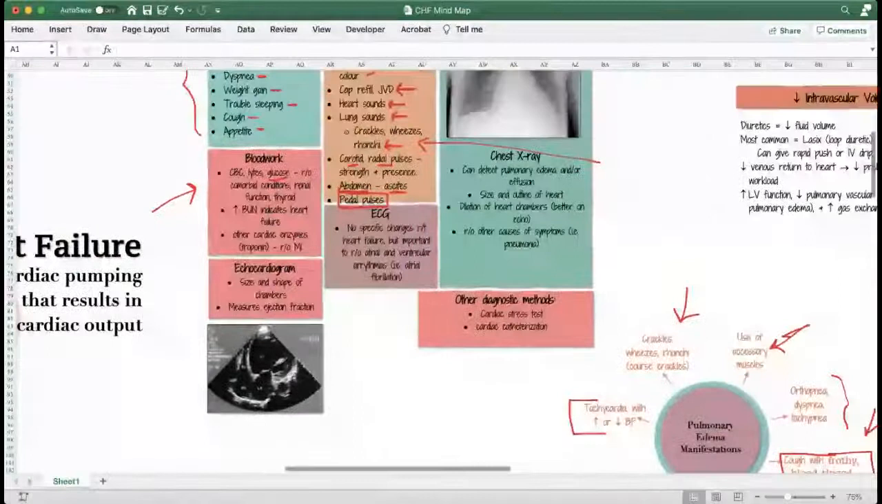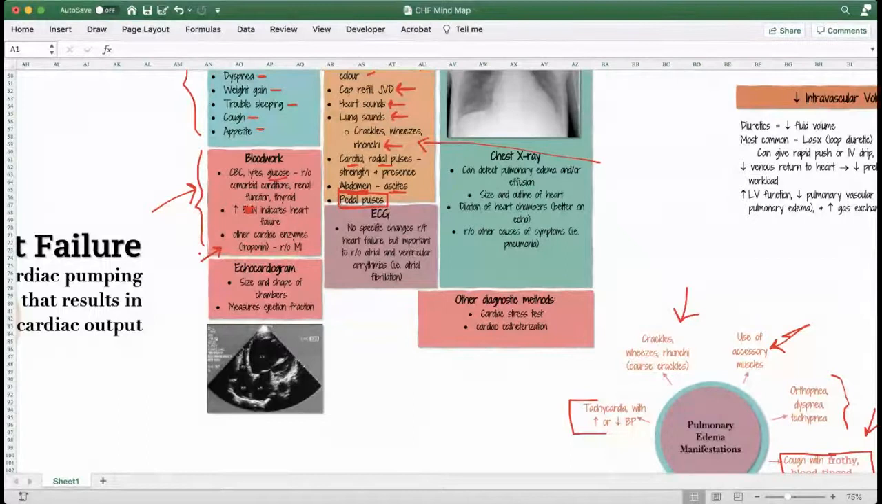So BNP indicates heart failure. There are other cardiac enzymes. We want to rule out any other problems, right? So we're going to do a troponin probably. There are other things, but this is the main blood work. This will be done the minute we see that patient, you're going to do blood work in a head to toe.